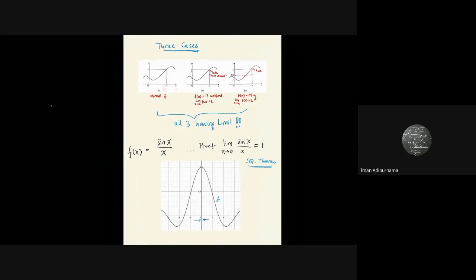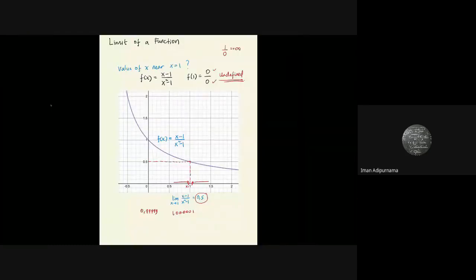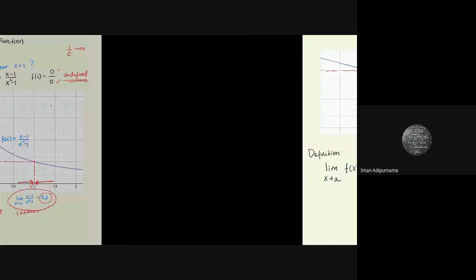I want to go back to this graph. So you get the idea that when you have the limit here, it's getting to 0.5, right? We approach from the right side, we approach from the left side, and we get one conclusive answer, which is 0.5. But what happens when you approach from the right side and from the left side, you have different approaches? Let's see here.